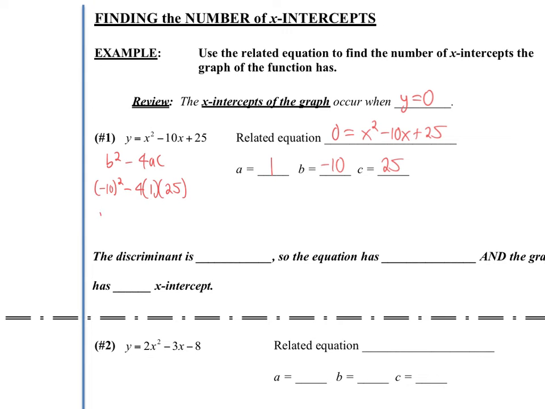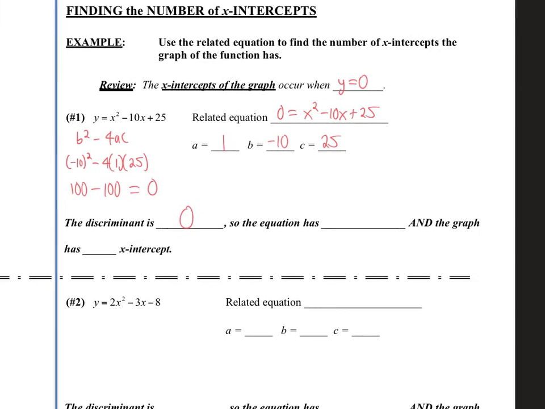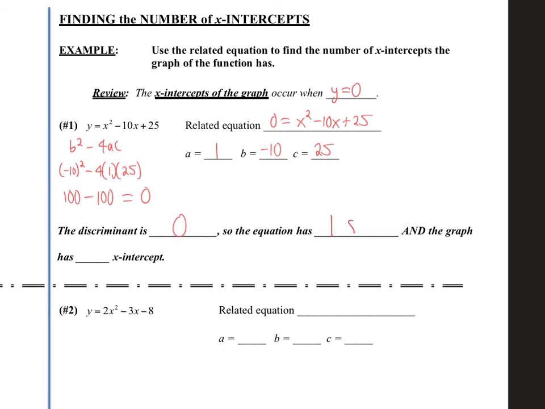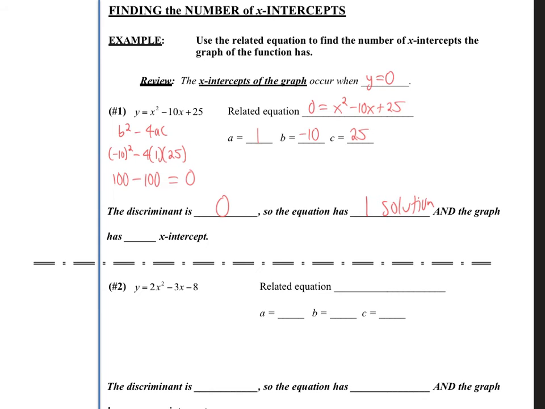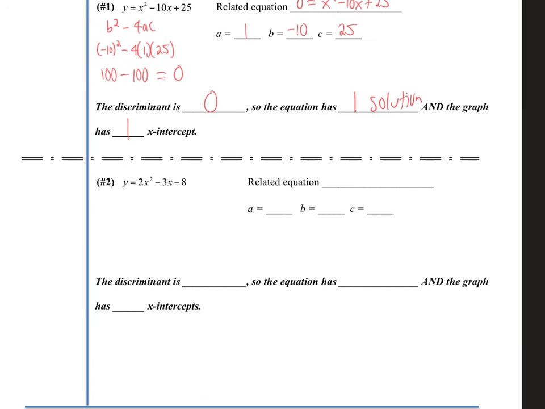Negative 10 squared is 100. And then we have minus 100. Negative 4 times 1 times 25 is minus 100, which equals what? That equals 0. The discriminant is 0. So the solution has how many solutions? One solution, because in the quadratic formula, it's going to cancel out the square root. That means it has one x-intercept. Solutions and x-intercepts are the same thing. Okay? All right, one last example for today.